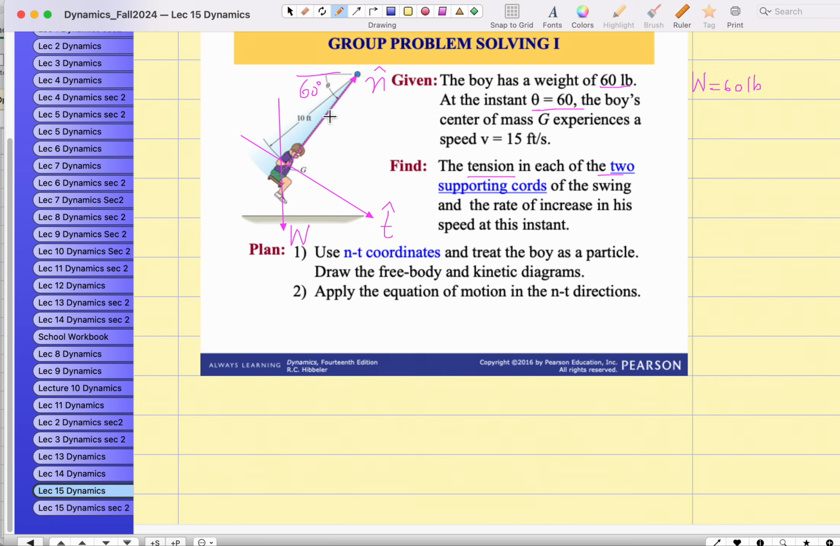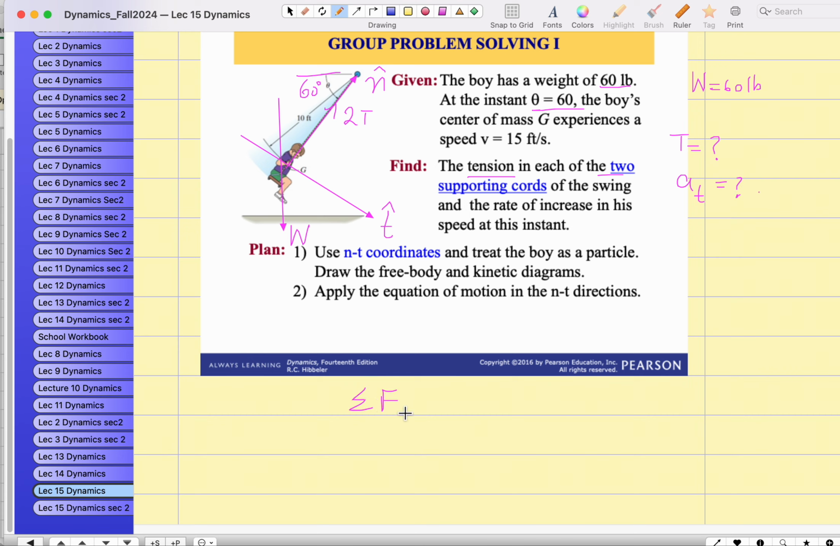There are two cables supporting the body weight, so it will be 2 times tension. Anything else? They want us to find the tension in each cord, plus they want us to find the rate of increase in the speed. The rate of increase in the speed is known as the acceleration. It's the tangential acceleration which they want us to find. So let's do the math.